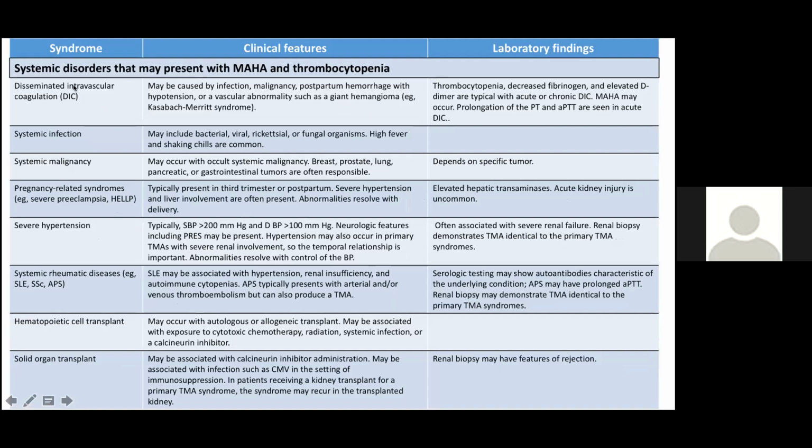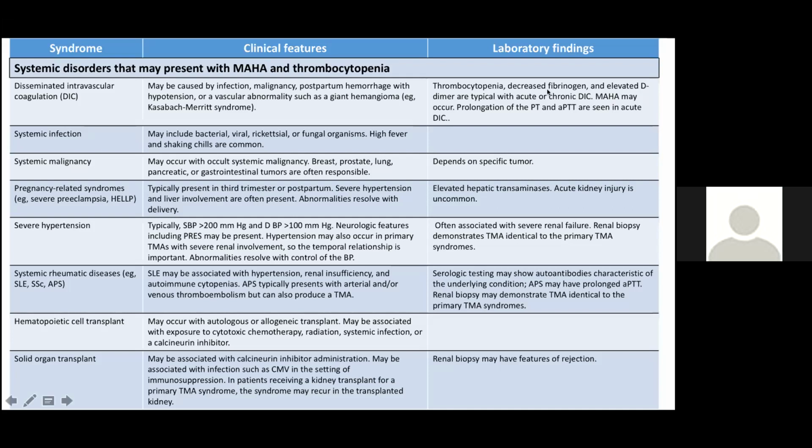Then the next one: systemic disorders that may present with microangiopathic hemolytic anemia and thrombocytopenia. The syndrome is DIC, which may be caused by infection, malignancy, PPH, hypertension, or hemangiomas. Laboratory findings would be thrombocytopenia. In these patients, the thrombocytopenia will not be as low as in TTP. And there will be decreased fibrinogen, which will not be seen in TTP because the thrombi are mainly formed by platelets. Usually the clotting cascade is not much involved.